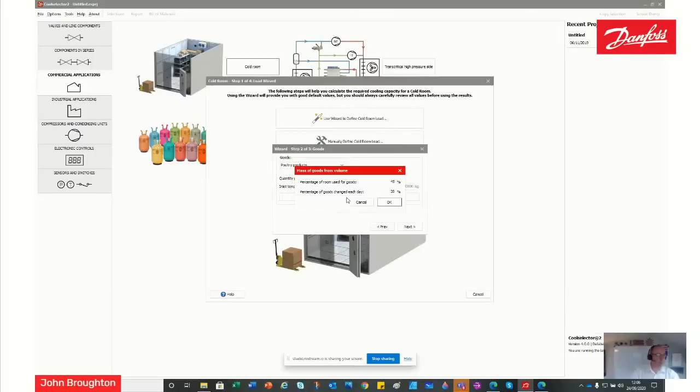We can't have 100% of the volume of the room full of chicken, otherwise there's no room for the refrigeration equipment. Obviously that's most important, and there is no room for you to walk around or have a pallet truck or a fork truck within the cold room also. So Coolselector has, within the wizard, a calculation of the available storage area within that room, and it does that on these percentages. I'll leave it as 45% of the room is used for goods, and 20% of those goods are changed each day. Obviously that can change, and these can all be overwritten. So we'll click OK.